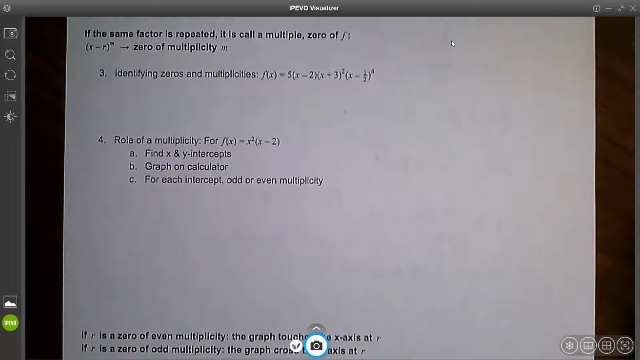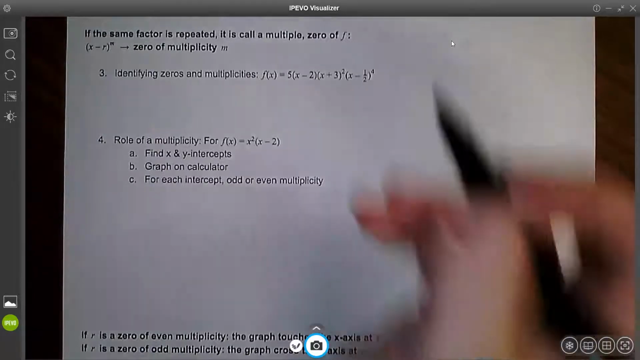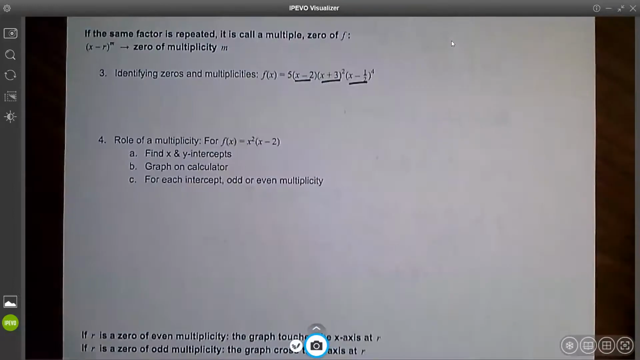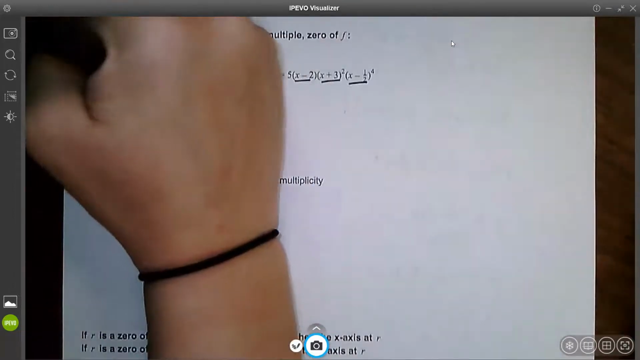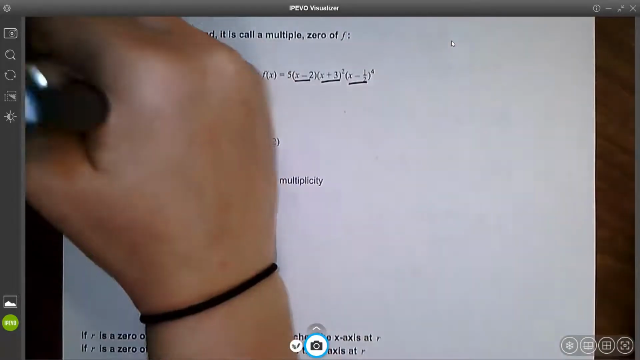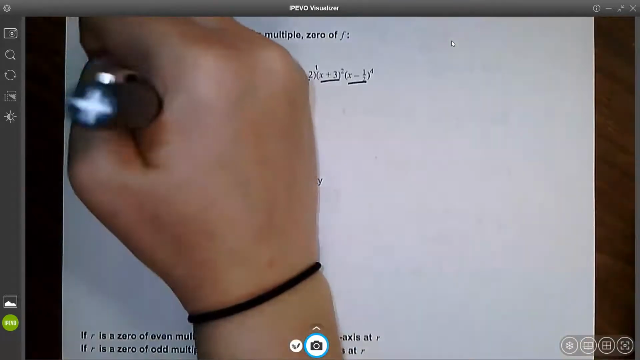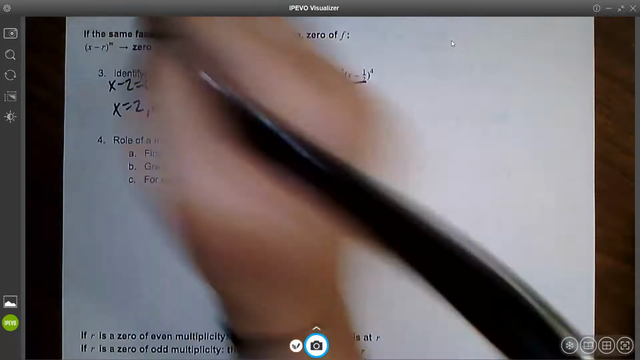So just identifying those zeros in multiplicity, we're going to use the zero product property to find our zeros. So we have x minus 2 equals 0. So we get x equals 2. This is to the first power, so this is multiplicity 1.